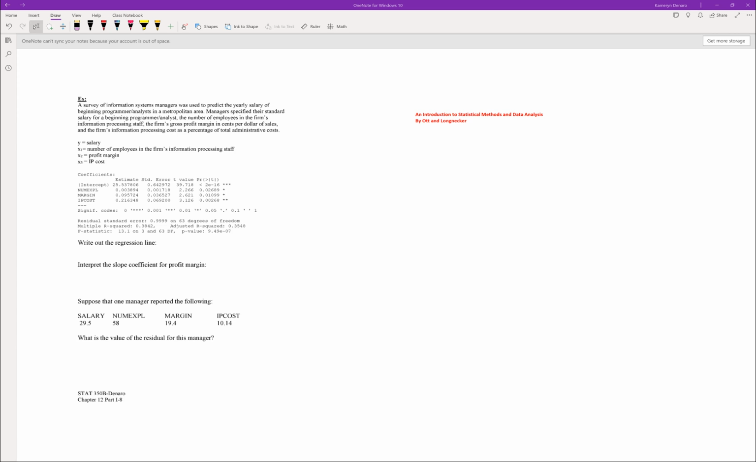The coefficients and respective standard errors, t-values, and p-values are given in the table, as you can see here. Significance codes are marked with stars, and we get our residual standard error, our multiple R squared, our adjusted R squared, and our overall F statistic with its corresponding p-value. So the first question says, write out the regression line.